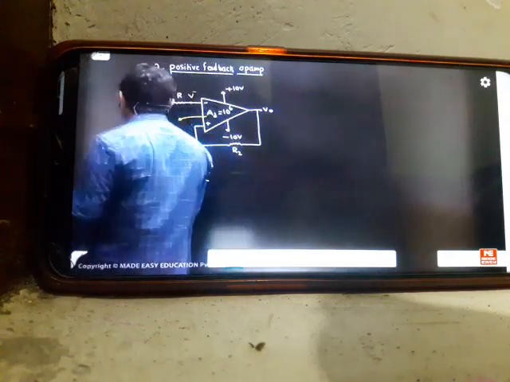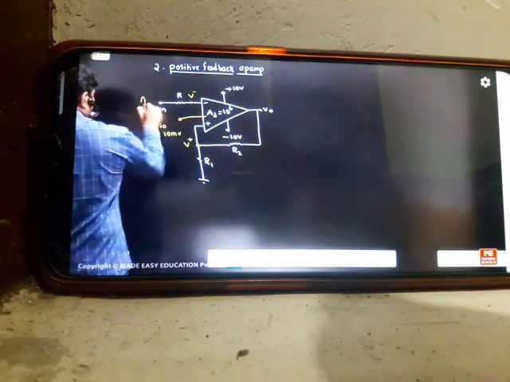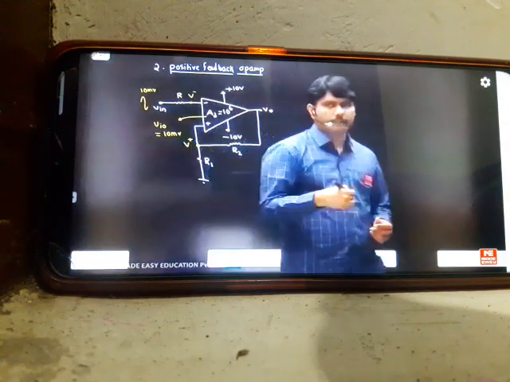If the unwanted input, the offset, is around, suppose, 10 millivolts, and this is your external input, which you are giving, suppose also 10 millivolts, then you can see the offset value is of the same order as your external input.